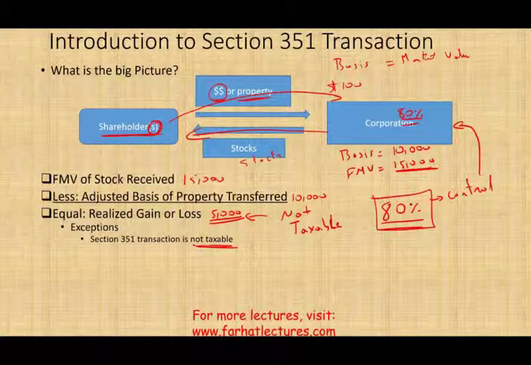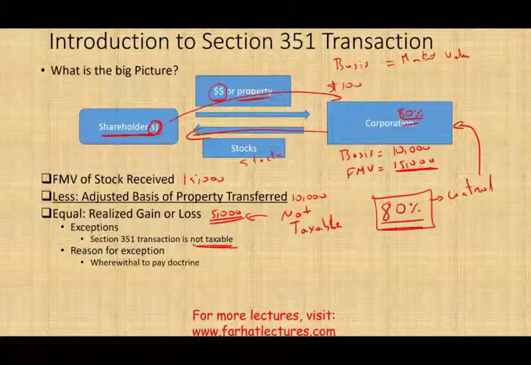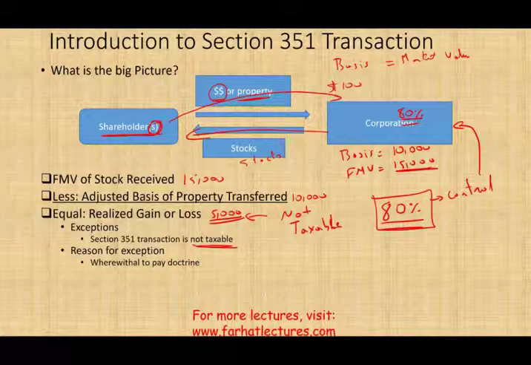Now, what's the reason? Why do they allow you to have a tax-free transfer? The first reason is based on a doctrine called the wherewithal to pay doctrine. What does that mean? It means you transferred property and you received stock. Now, guess what? You cannot pay the IRS with the stock. Simply put, you don't have the cash to pay it. Therefore, it should not be taxable, because if you did not receive cash, the IRS is not interested in the stock. You cannot mail them the stock. They're interested in cash.